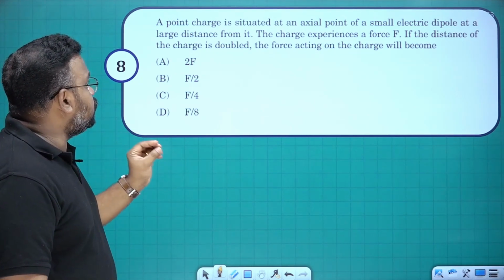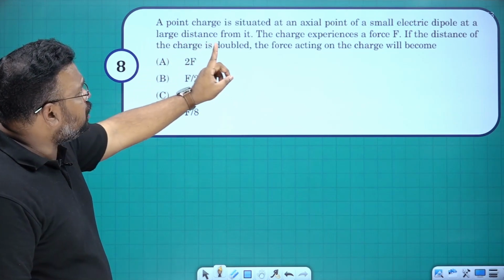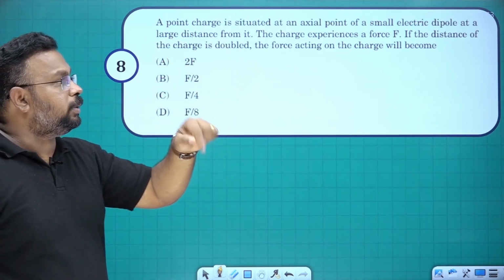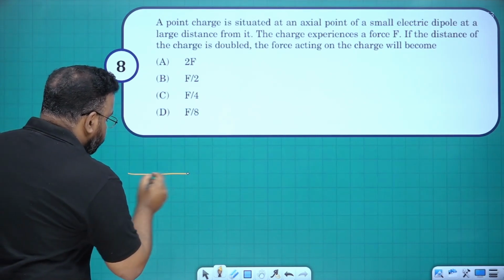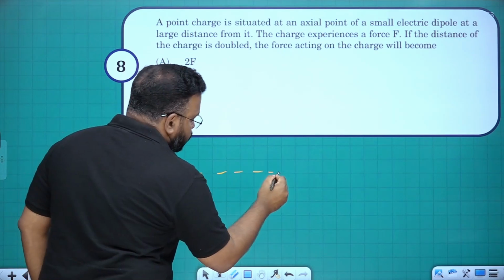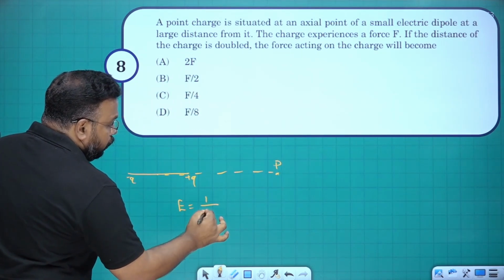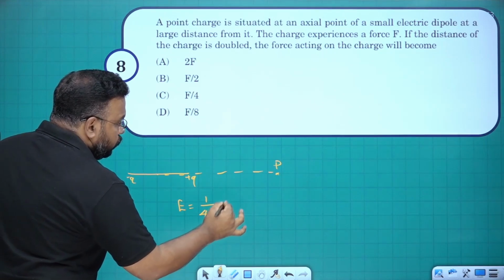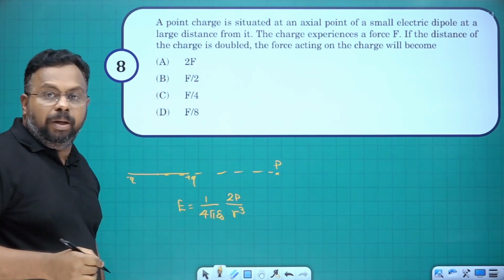If the distance of the charge is doubled, the force acting on the charge will become? A point charge is situated at an axial point of a small electric dipole at a large distance from it. If this is a dipole, minus q, plus q, axial point means this line at large distance. So here we have a formula for the electric field, which is 1 by 4 pi epsilon naught into 2p by r cube.